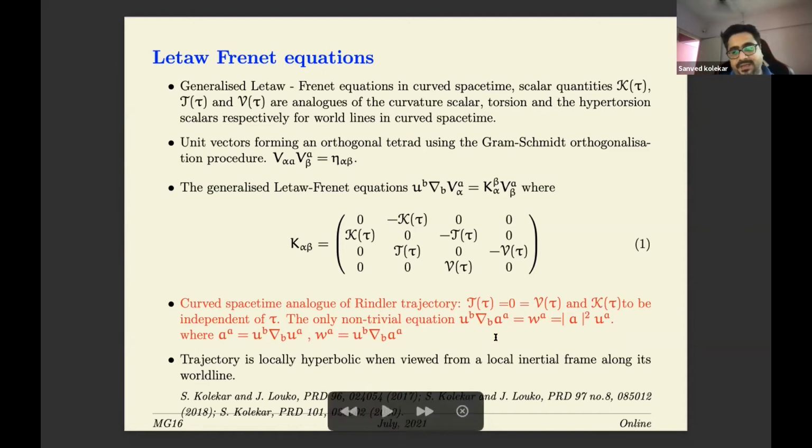So that is one particular definition, and it leads us to one particular constraint, which I have highlighted here in red. It tells you that if you construct the change in the acceleration vector as you move along that particular trajectory, let's call that vector W, then W should be proportional to your proper velocity vector, the four-velocity vector. And the proportionality factor is your mod A squared. If you impose this particular condition, you satisfy the constraint that your torsion and hypertorsion become zero, and your curvature scalar becomes a constant, related to the magnitude of your acceleration.